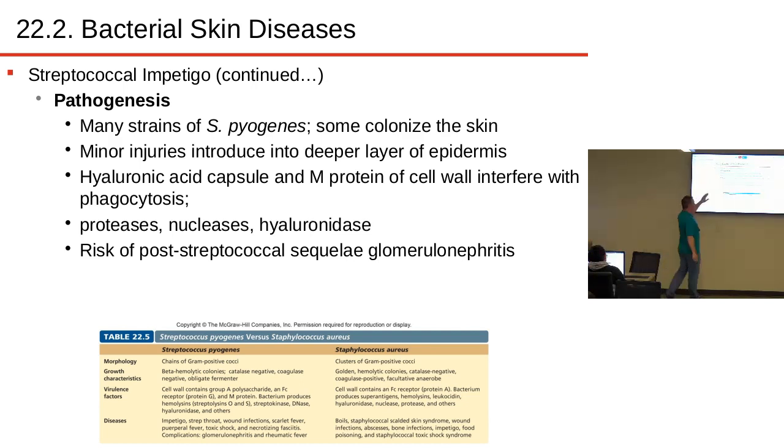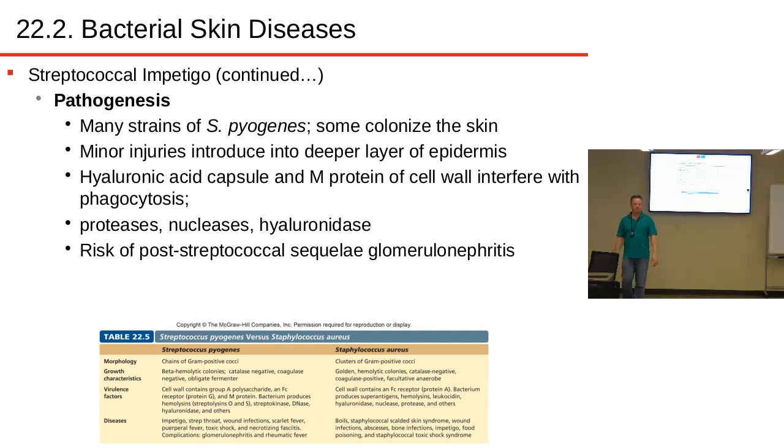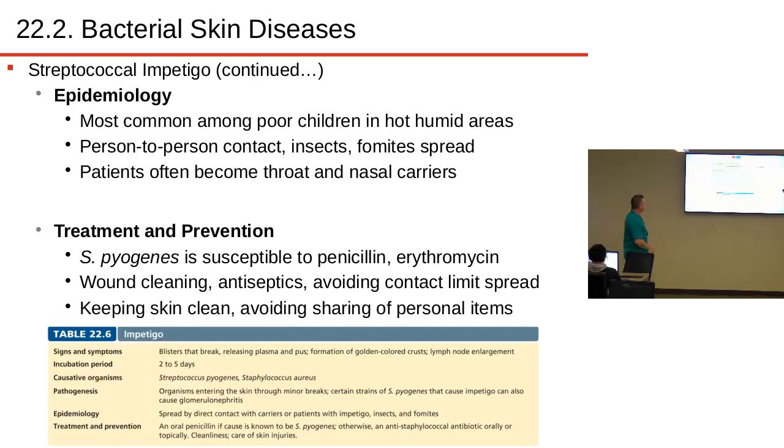And then we also have the same problem we've seen earlier with one of the other diseases. We have a risk of post-streptococcal sequelae, particularly in the kidneys. And again, when you get inflammation in the kidneys, you could potentially start getting damage, sepsis, and ultimately shutdown, which is a bad path to go down.